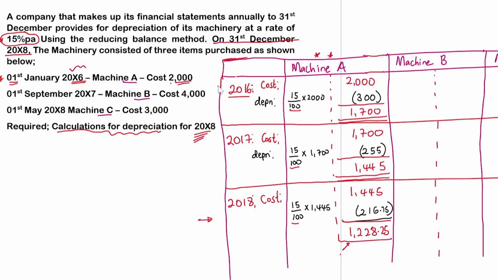Now let's go on to machine B. Machine B in 2016. Does machine B exist in 2016? If you look at our information here, machine B was bought on 1st September 2017. So if it was bought on 1st September 2017, it means in 2016 it does not exist. So here it is not applicable. There's nothing to depreciate as far as that is concerned. So machine B didn't exist in 2016, so we come to 2017.